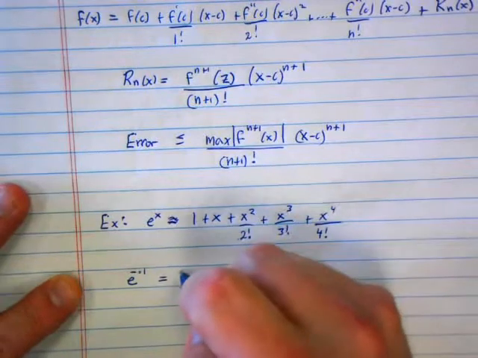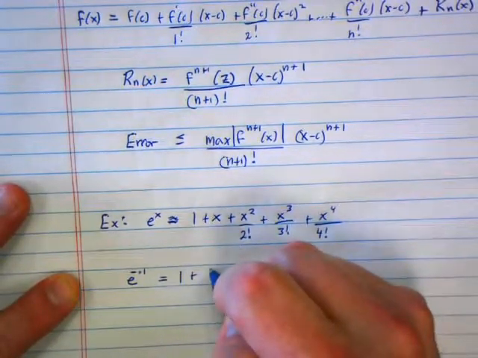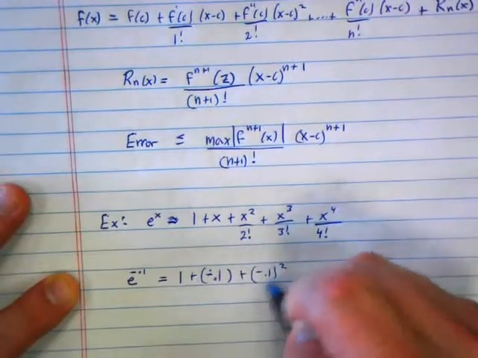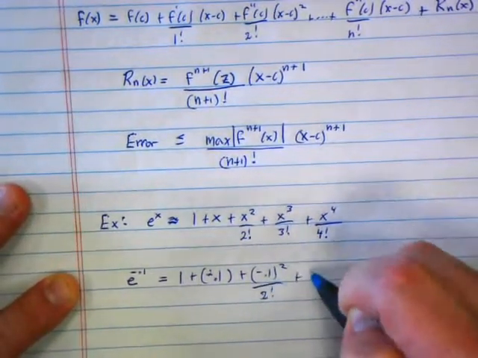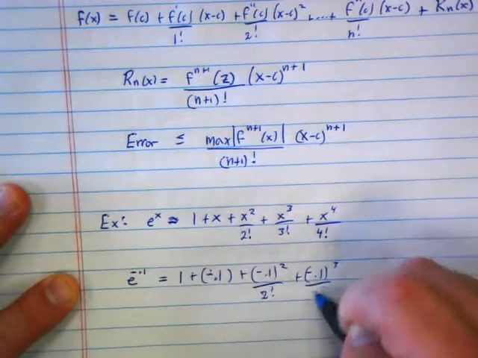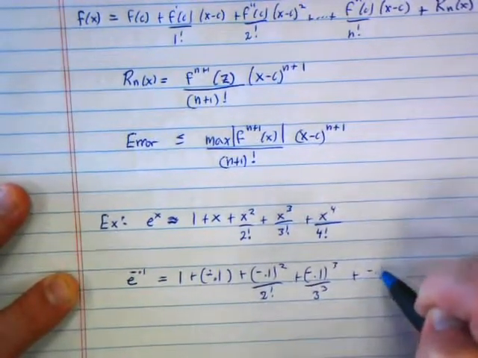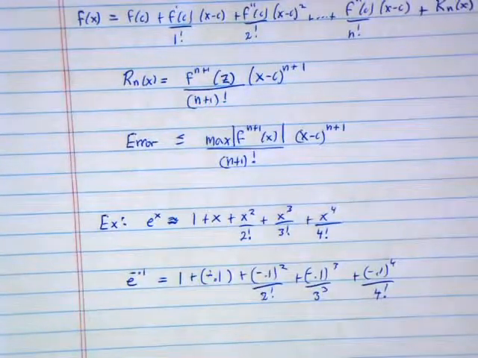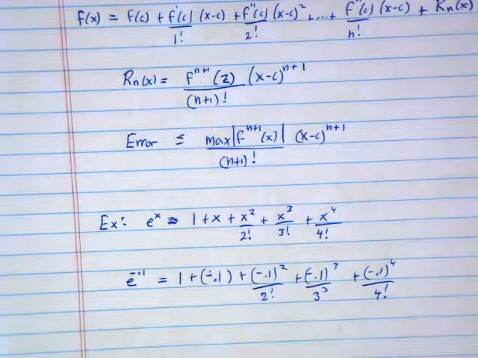You could plug that in. 1 plus negative 0.1 plus negative 0.1 squared over 2 factorial plus negative 0.1 cubed over 3 factorial plus negative 0.1 to the 4th over 4 factorial. And you could grab your calculator, type that up, and get an answer. The question now is, how good is that answer? How close is that really to e to the negative 0.1?